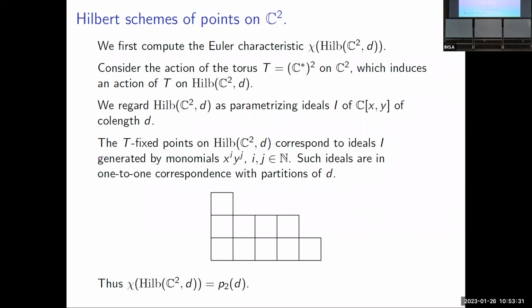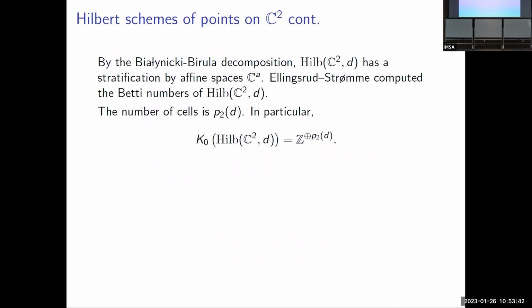So I denote the number of such partitions by P2D. And then the Euler characteristic of Hilb C2D is just this P2D. So this is a very basic computation. Then you can ask for Betti numbers.